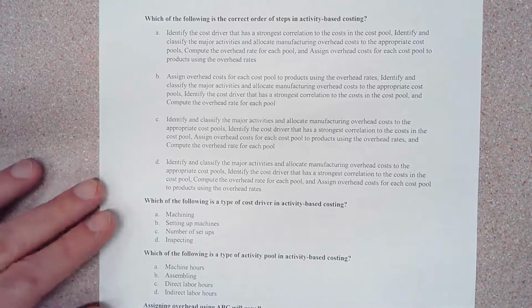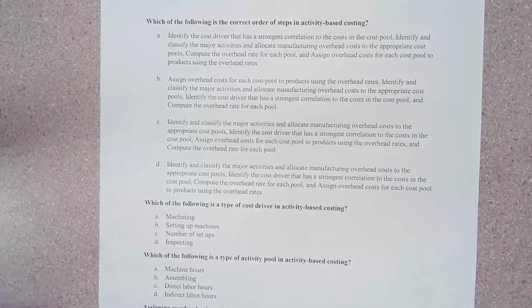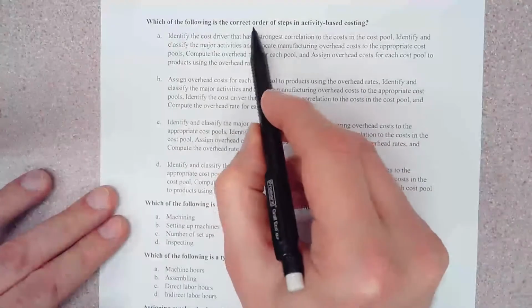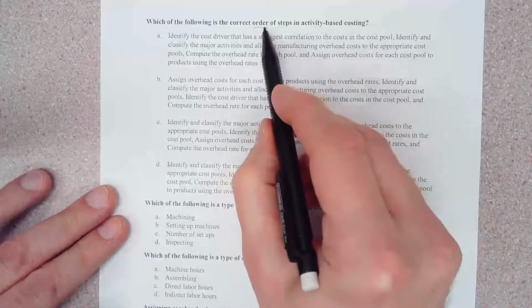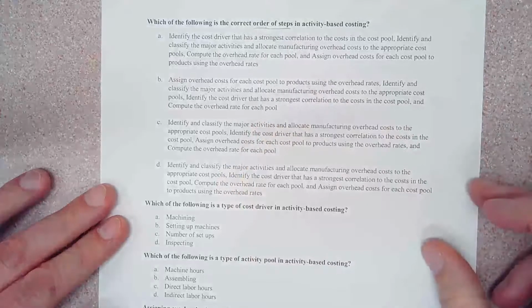All right, so let's look at some concept, really review questions related to activity-based costing. We're going to start right up here with this first multiple choice question. It says, which of the following is the correct order of steps in activity-based costing?